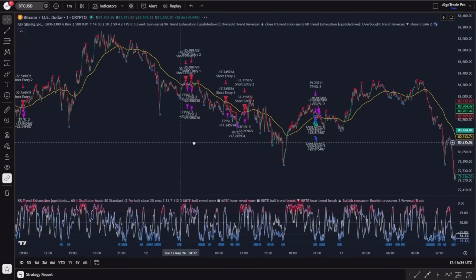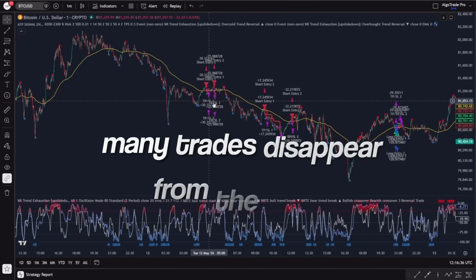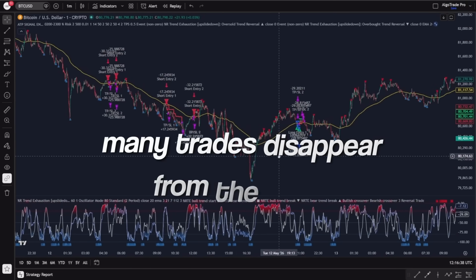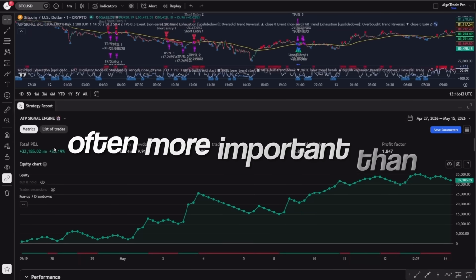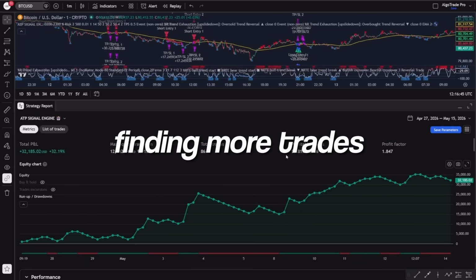So now, long trades are only allowed above the 200 EMA and short trades are only allowed below it. And immediately you can see that many trades disappear from the chart. But that's actually a good thing, because removing bad trades is often more important than finding more trades.